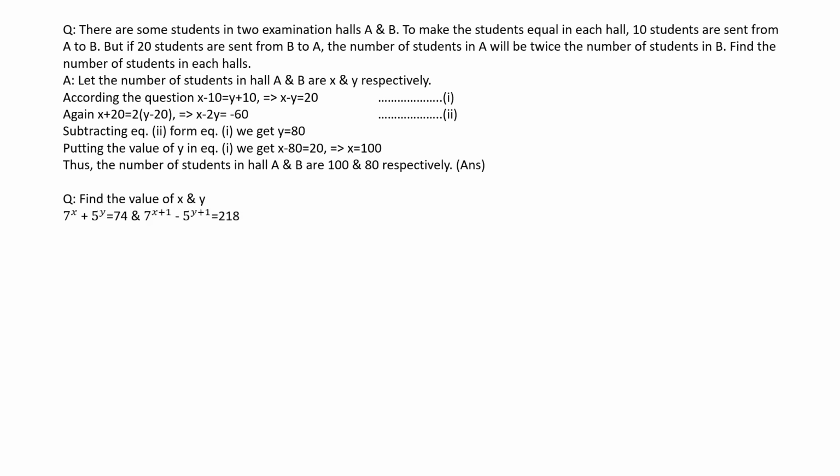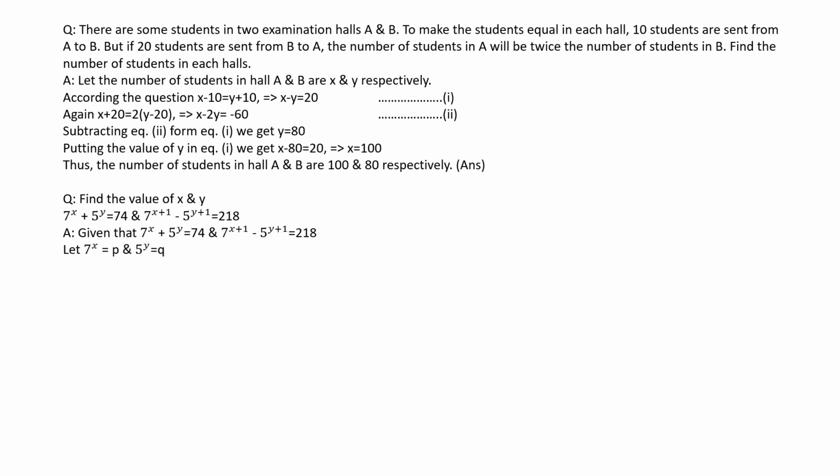Find the value of x and y. 7 to the power x plus 5 to the power y equals to 74 and 7 to the power x plus 1 minus 5 to the power y plus 1 equals to 218. So given that 7 to the power x plus 5 to the power y equals to 74 and 7 to the power x plus 1 minus 5 to the power y plus 1 equals to 218.